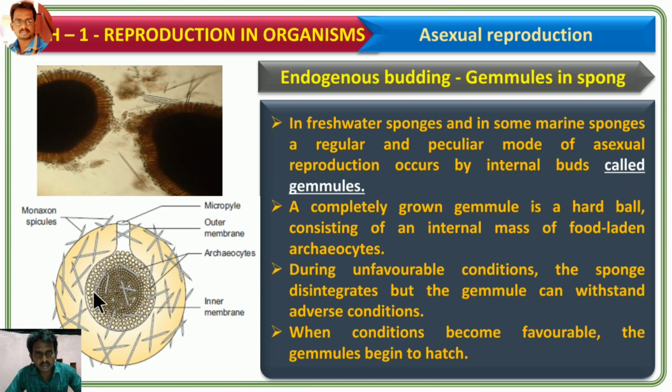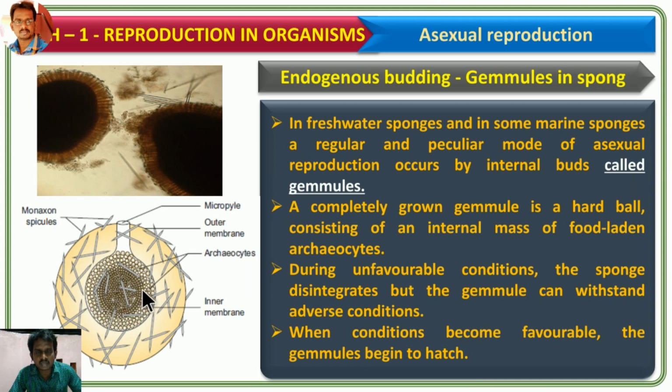In this process, archaeocytes develop inside the body. A completely grown gemmule is a hard ball consisting of an internal mass of food-laden archaeocytes. This part contains a large amount of food. During unfavorable conditions, these sponges disintegrate, but the gemmules can withstand adverse conditions.